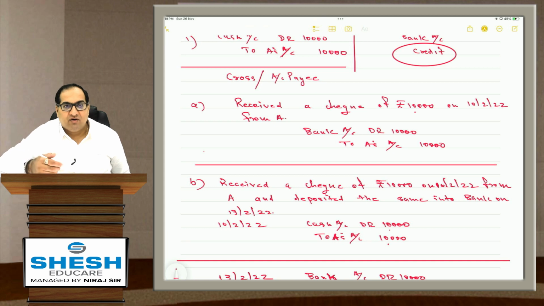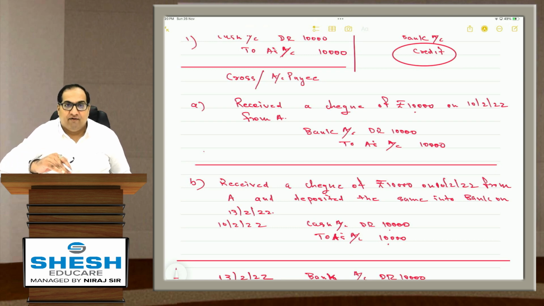So now which account will you debit against that? You will keep the check in the cash box and treat it as if you have received cash. So on 10th of Feb, when you have received a cross check and you have not deposited it into the bank, treat that check received as if you have received cash, and pass the entry: cash account debit 10,000 to A's account 10,000. Am I very loud and clear?